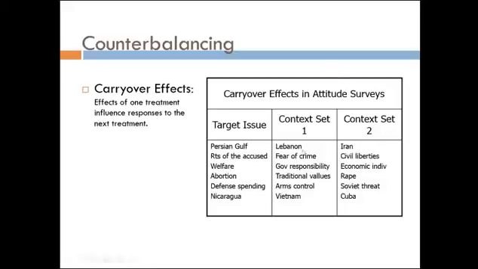In the context set one, they read about things having to do with Lebanon, the fear of crime, government responsibility, traditional values, arms control in Vietnam. In the context set two, they read about Iran, civil liberties, economic individuality, rape, Soviet threat, and Cuba. So what they're looking for is whether reading context set one affects your attitudes on the target issues in a different way than context set two does. Will the context carry over into your attitudes towards the target issue?